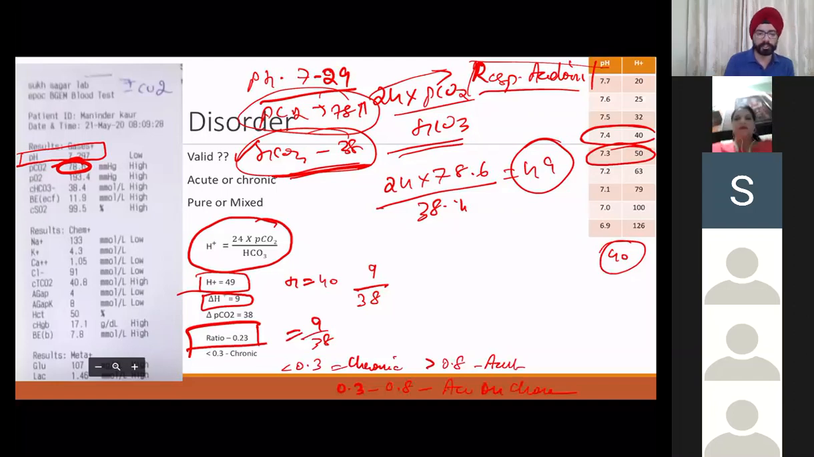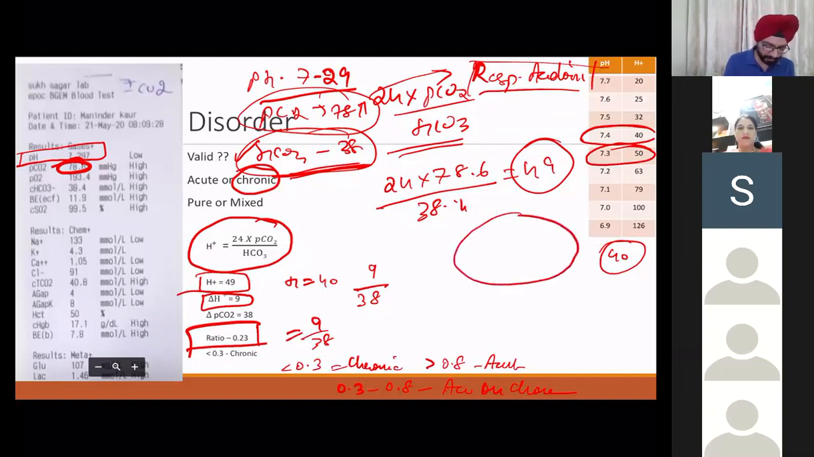Okay. So the answer to the second question, whether it's an acute or a chronic disorder, is chronic. Now you've done that, you know it's primarily a respiratory disorder, it's a chronic respiratory disorder, and the ABG is valid. How do you see if it's a pure or a mixed disorder? It becomes very simple now, no? You remember that cartwheel? For respiratory disorders, remember the cartwheel. 1, 4, 2, and 5.